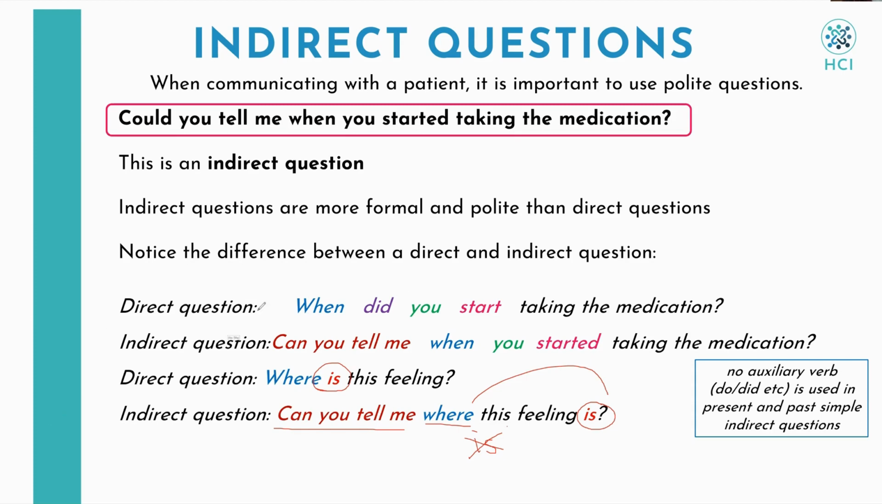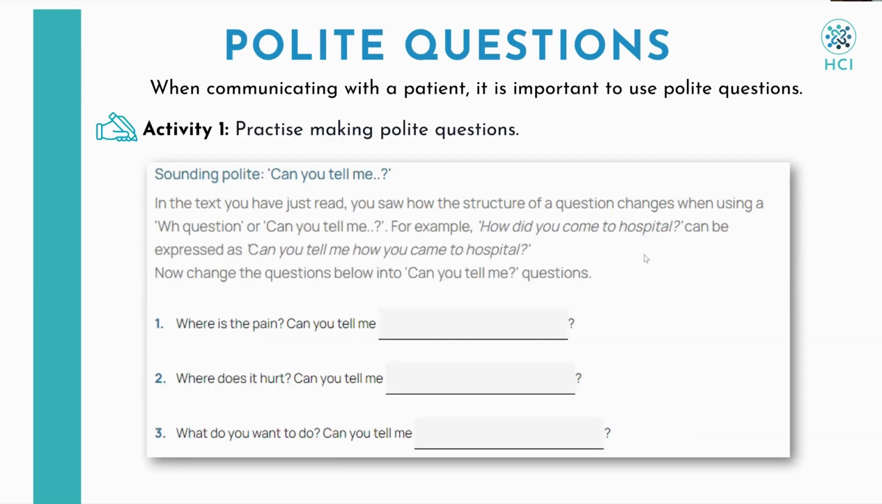All right, Miss Batten, continue please. Thank you. All right, so let's do some practice. On the screen, you can see 3 questions, which are direct questions. So where is the pain? Where does it hurt? What do you want to do?